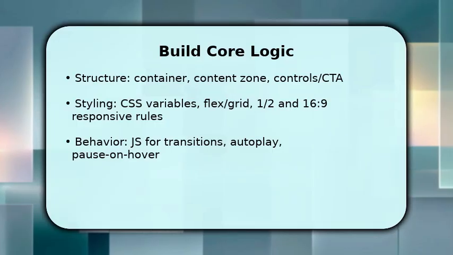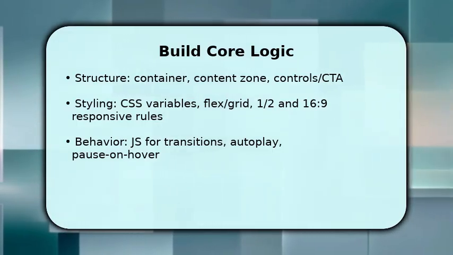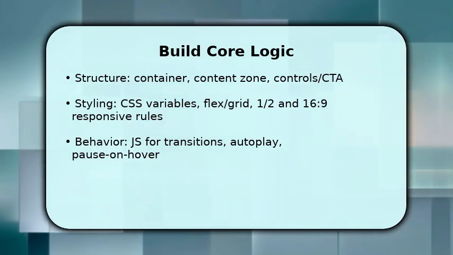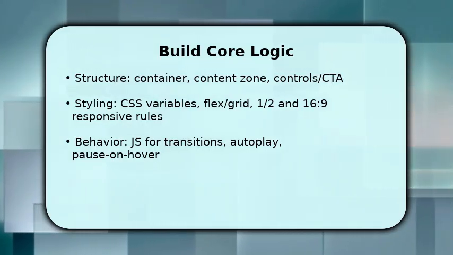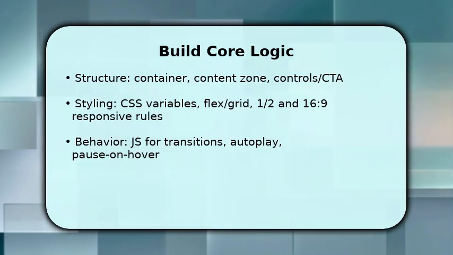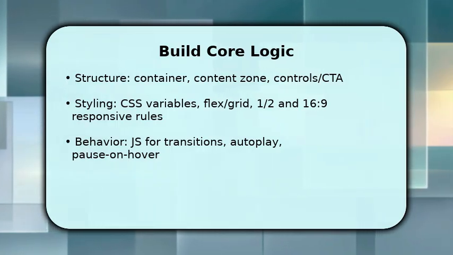You now build the core. Create a container, content zone, and controls or CTA elements. This modular structure eases future tweaks. For styling, use CSS variables, flex or grid layouts, and responsive rules such as 1/2 width at tablet and 16:9 media scaling for imagery. Then implement behavior.